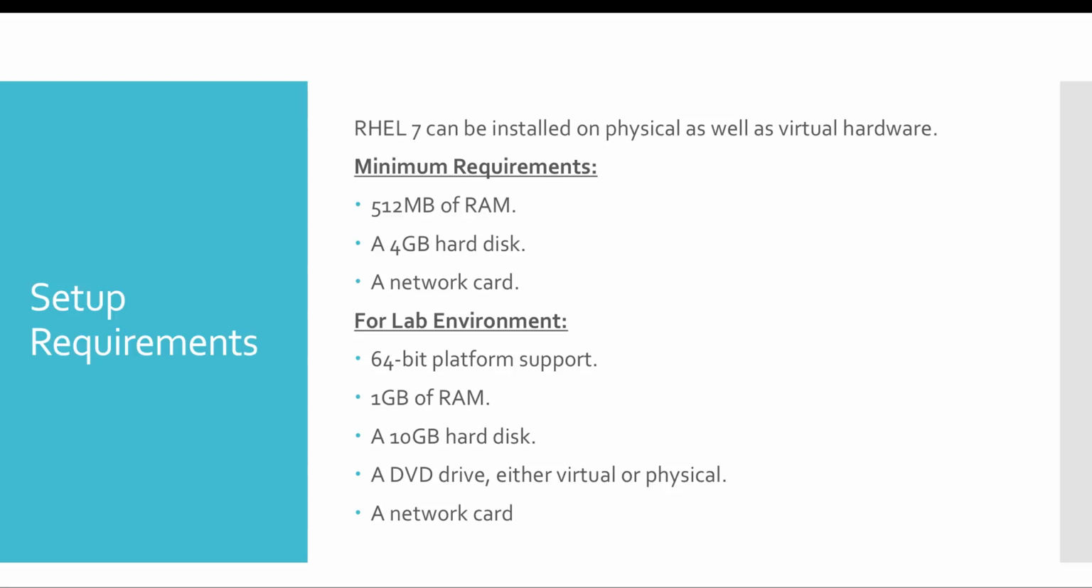To practice Red Hat Enterprise Linux 7, you need either a physical server or virtual hardware. The minimum requirements are about 512 MB of RAM, a 4 GB hard disk, and a network card. For a lab environment, I recommend a 64-bit platform, 1 GB of RAM, a 10 GB hard disk, a DVD drive, either virtual or physical, and a network card. So that's all about this video.